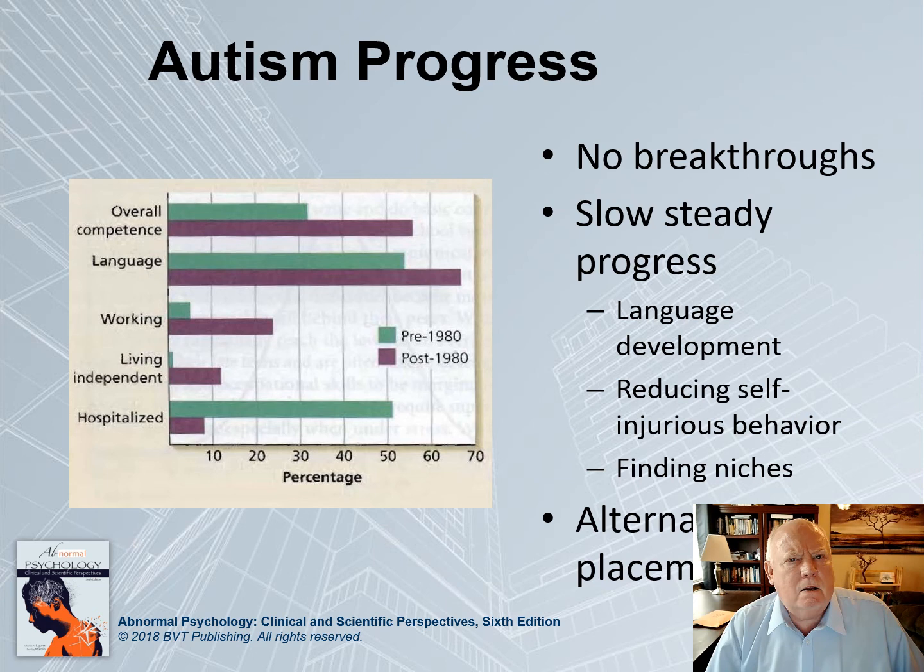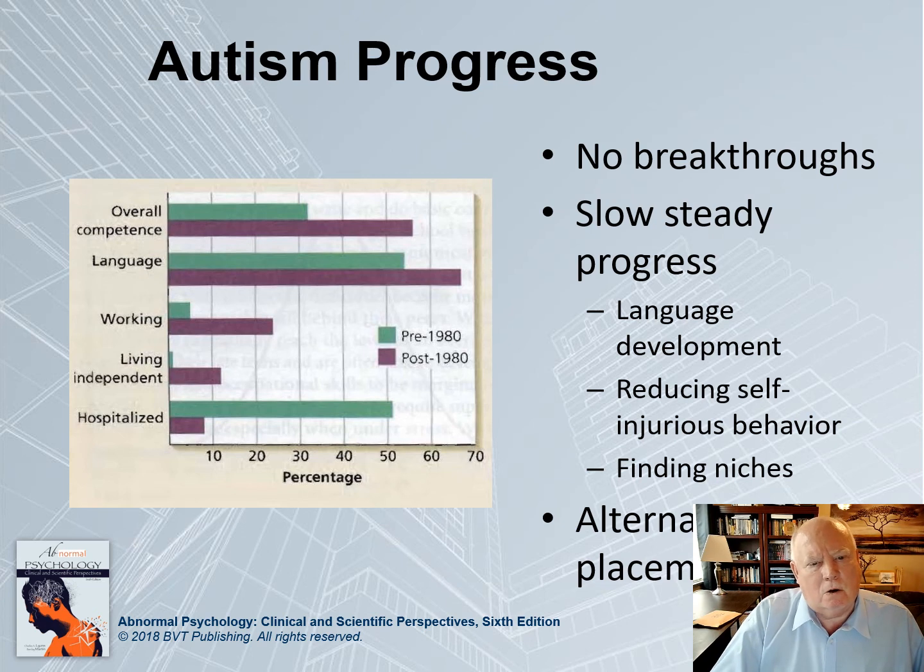Can you live independently with autism? Unheard of prior to Lovaas. It's still pretty rare, but you're talking about 1 person in 8 who can do it now. Over half of the people with severe autism prior to Lovaas were institutionalized in a hospital 24/7. Now it's relatively rare. About 1 in 12, not 1 in 2, 1 in 12 require that kind of thing. Most can live in a halfway house or a living arrangement in a community setting where they can get support.